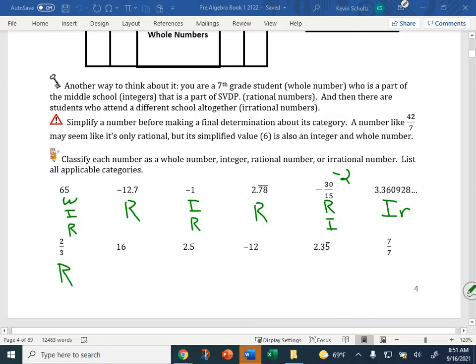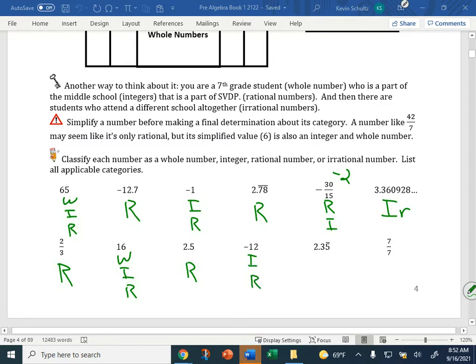16, Kylie. Whole number and integer. Whole number, integer, and rational as well. Okay, and rational as well. 2.5, Dayton. Rational only. -12, Colin. Integer and rational.